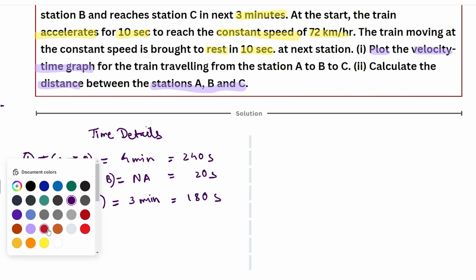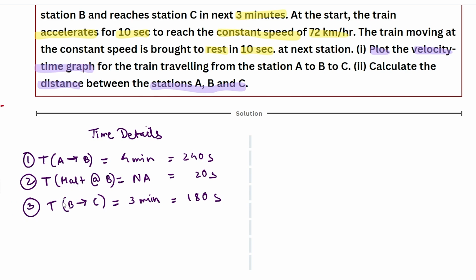Now, one observation we can make is about the total time our whole journey will take. The total time, which is the time required to travel between stations A and B, then halting at station B, and then starting the journey between B and C, would be the addition of all these three time intervals. If I add all these time intervals, I get 440 seconds. So this is the total time of the journey.